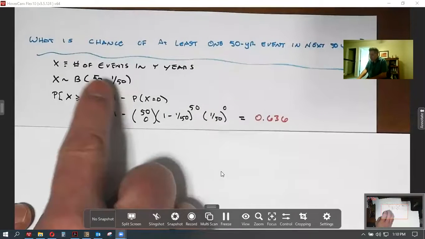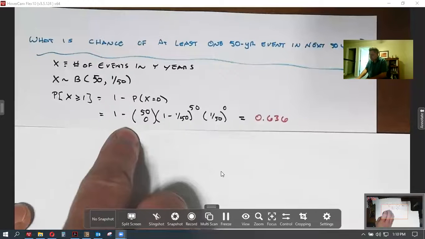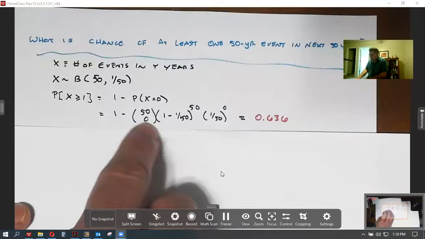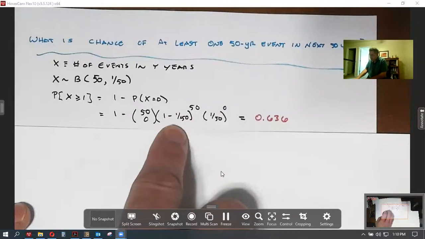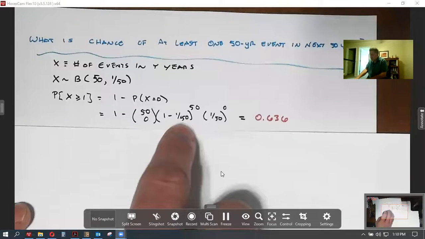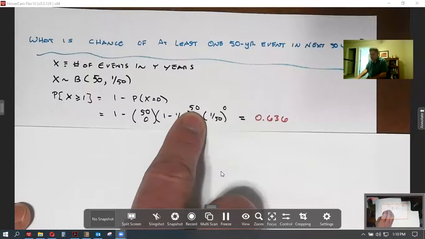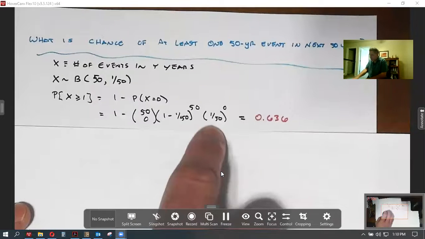So that's the binomial distribution, 1 minus that binomial coefficient sitting over here. That's 50 factorial over 0 factorial times 50 factorial, right? And then we take our success rate, that'd be 1 minus 1 over 50, and raise it to the 50th power in this case. And then we have the failure rate, 1 over 50, raised to the 0th power.